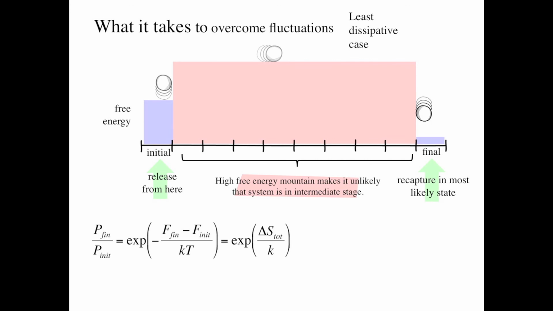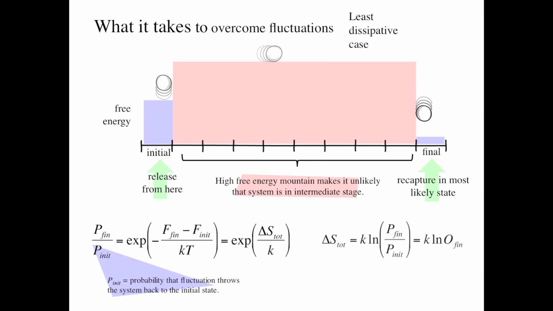We can relate the probabilities of the final and initial states to the change of the free energies between the final and initial state, and then ultimately to the total entropy created in the whole process by the formula given here. Note that the probability attached to the initial state is not the probability that the initial state arises, but the probability that a fluctuation carries the system back to the initial state after it's been released from it. Rearranging the formula gives the final result at right. It tells us that the total entropy creation in the system has a minimum value that's given by k times the logarithm of Ω_fin.